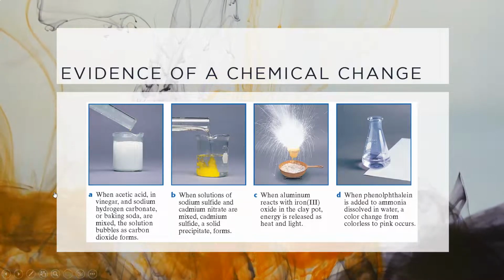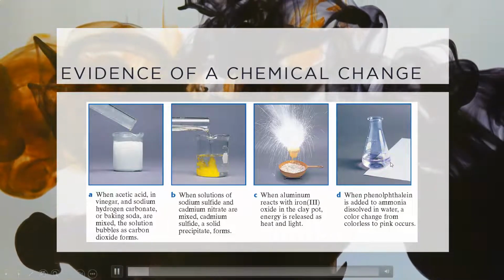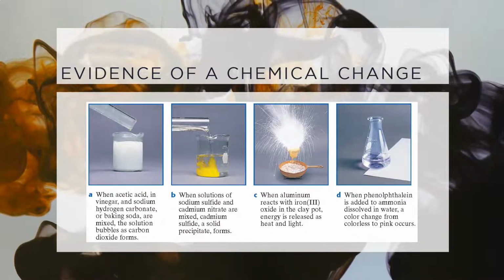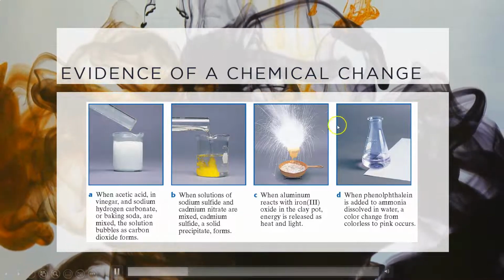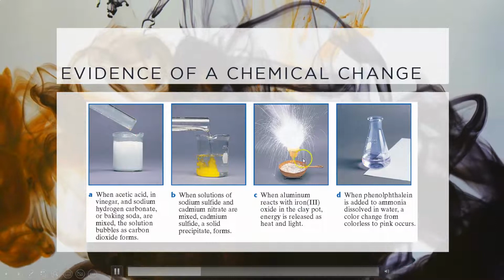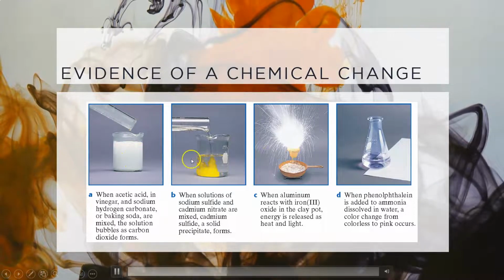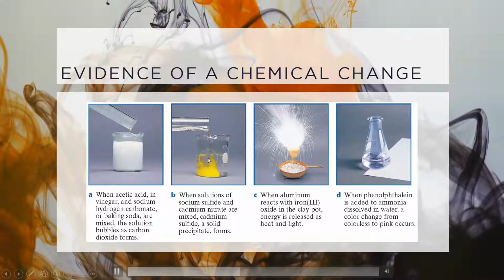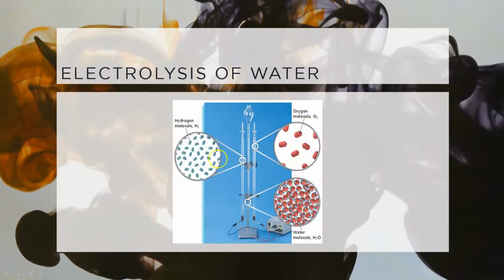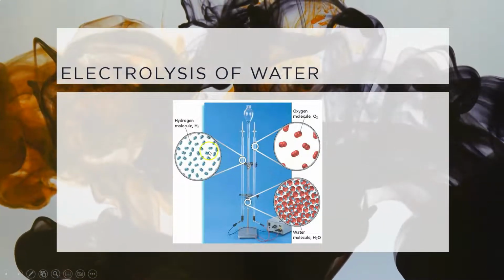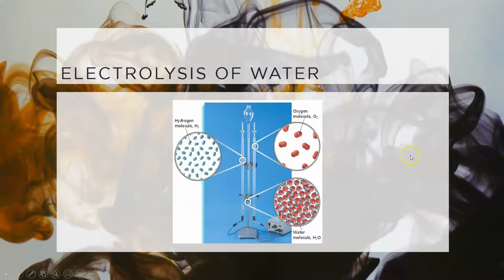And finally, the last one, it might be a little hard to see, but that liquid actually turned slightly pink because when phenolphthalein is added to ammonia, we see it go from an odorless, colorless liquid to a pink solution. So color change, heat and light, formation of a solid, formation of a gas and bubbles, those are all examples of chemical changes. We saw that with our electrolysis of water, right? We saw the bubbles form because we had two new substances. We started with water and we ended with hydrogen gas and oxygen gas.